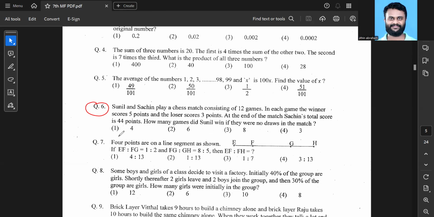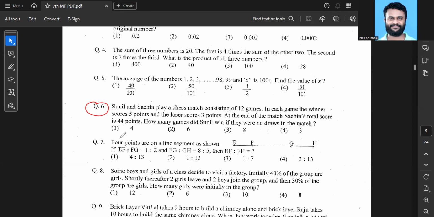So, in such cases, I would rather ask you to go for the trial and error method. The options are basically about Sunil's wins. So what does Sunil's win mean? Sunil won and Sachin lost. Okay, so the total number of games is 12.